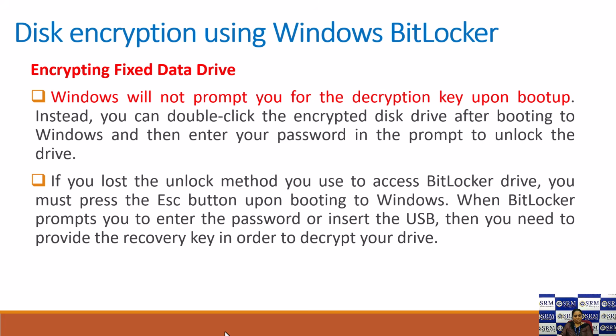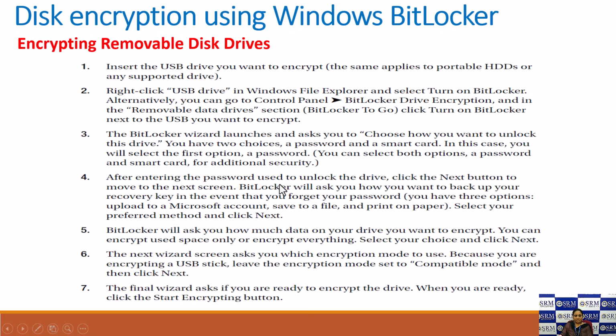If you lost the unlock method, to access the BitLocker drive you must press the Escape button upon booting to Windows. Then when BitLocker prompts us to enter the password, we have to insert the USB, then we need to provide the recovery key. This is the method. The previous steps I showed are the way we start encrypting our data drive, the fixed data drive.